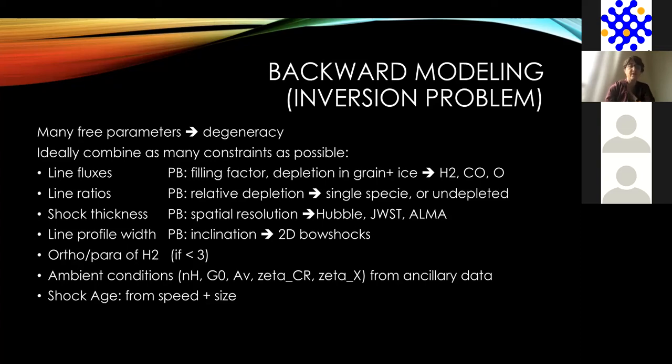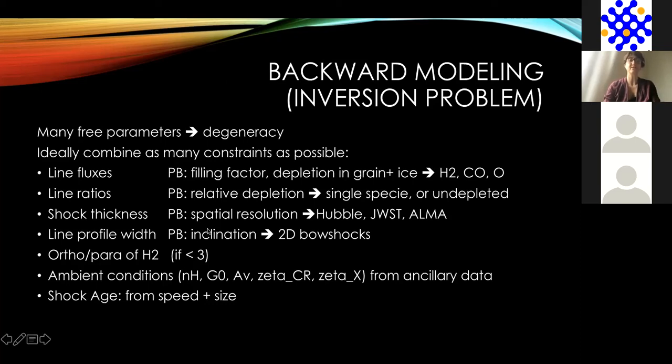Ortho-para of H2, which I didn't mention before because it's a bit complex. You have two kinds of H2 molecules: in one, the spins of the two H atoms, the two protons, are aligned, and in the other they are anti-parallel. And they cannot convert into each other unless they have collisions with protons or H. And so this can happen in the shocks, in the C shocks. And so if you can observe different positions of a C shock, especially if you can observe this as a function of velocity, I will show you that it can be very constraining.